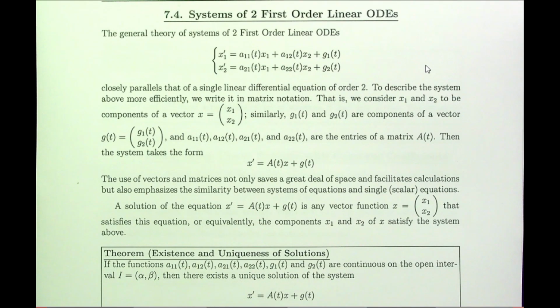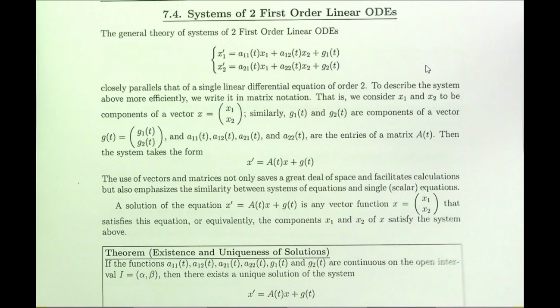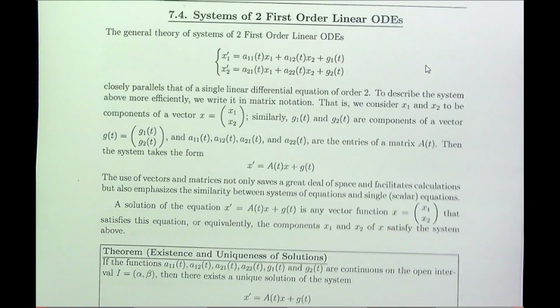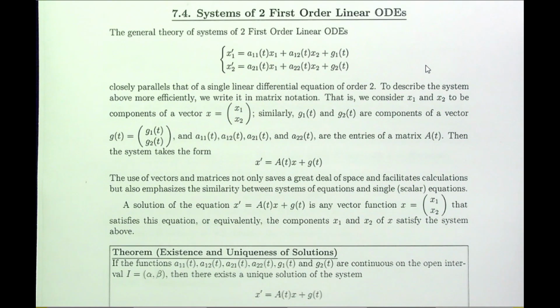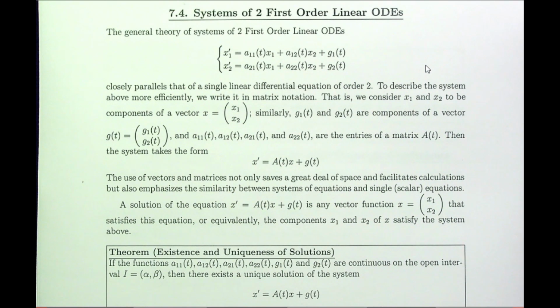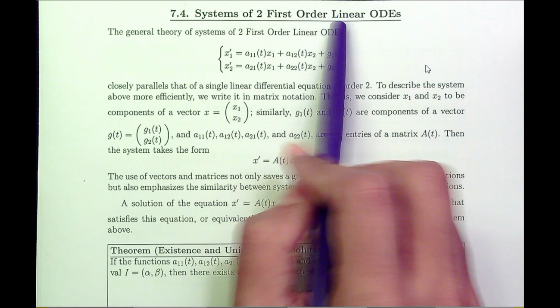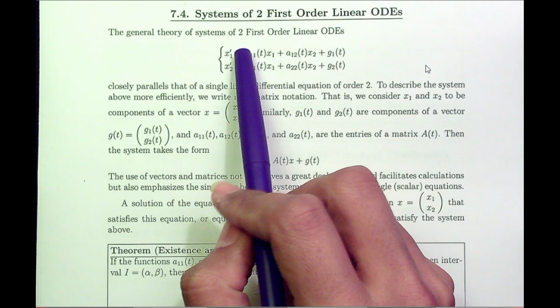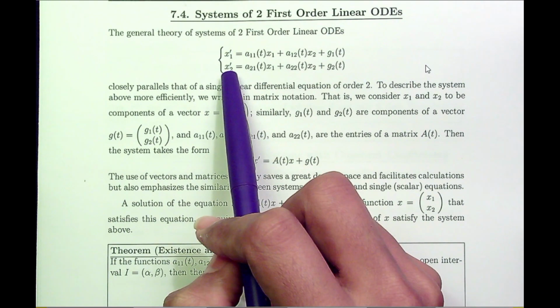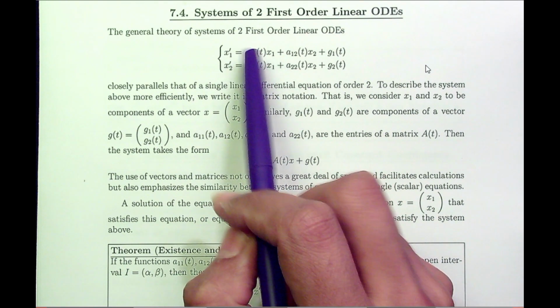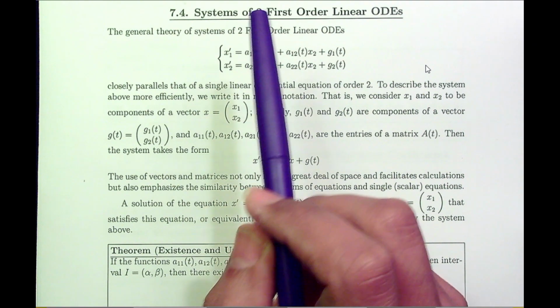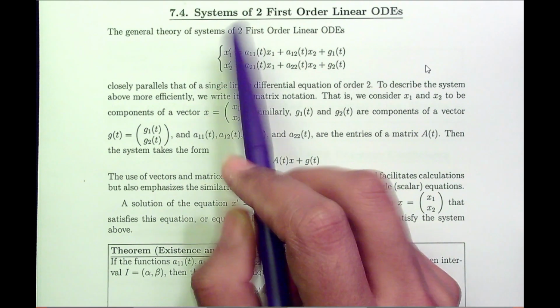In this section, we discussed the main theory of the existence of solutions of systems of two first-order linear ordinary differential equations. Now, a system of two first-order linear ordinary differential equations in general can be written like this. So you have x1 and x2 are the two differentiable functions that you need to find.